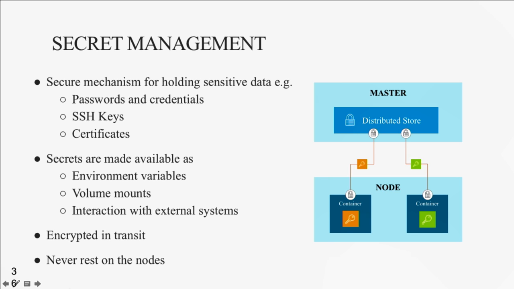What if there was a way to actually make this a little bit easier, right? So with secrets, you have the ability to make them available as environment variables to containers, to volume mount specifically, or interacting with external systems. They could do encryption at rest, encryption in transit, and they actually never persist or rest on the nodes.